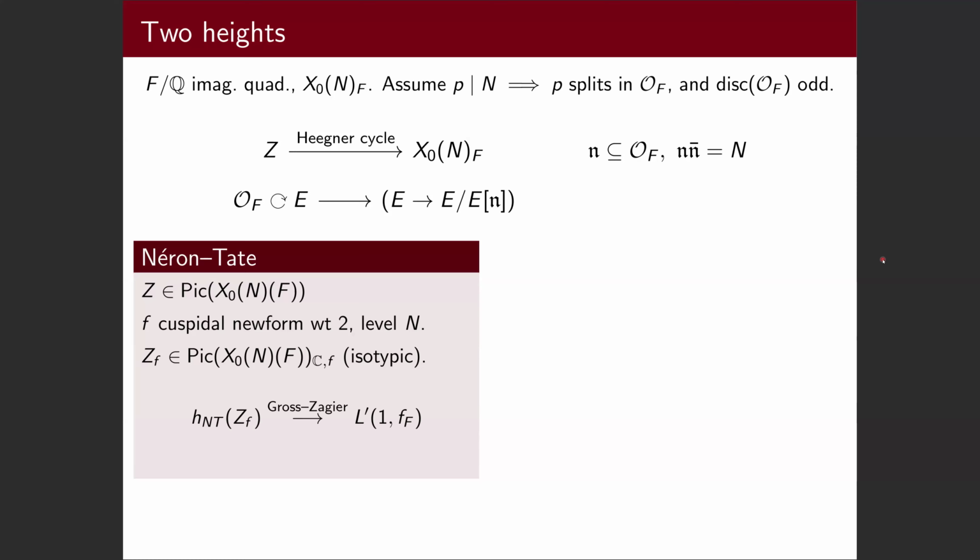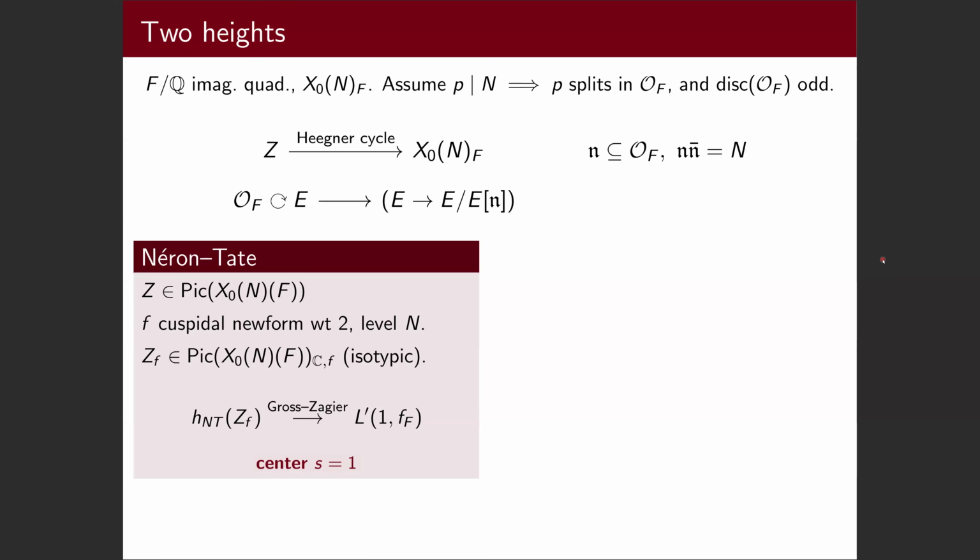The result of Gros and Zagier, stated in rough form, is that this Néron-Tate height can be related with an L-function, namely the central derivative at s equal to 1 of the base change of this modular form f to the quadratic field. And here, again, the center is at s equal to 1. So this is the first, maybe most famous height that one can take for this Heegner cycle.